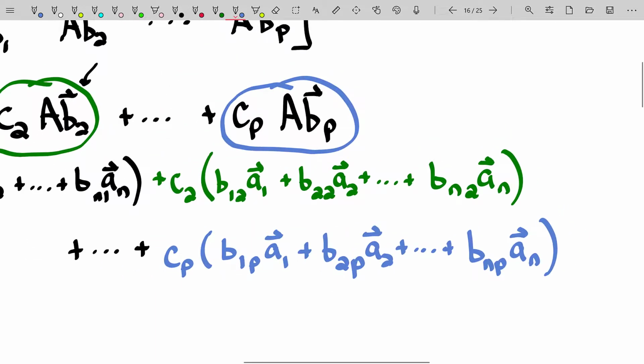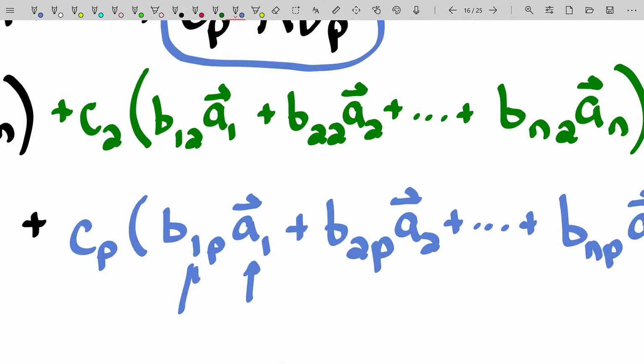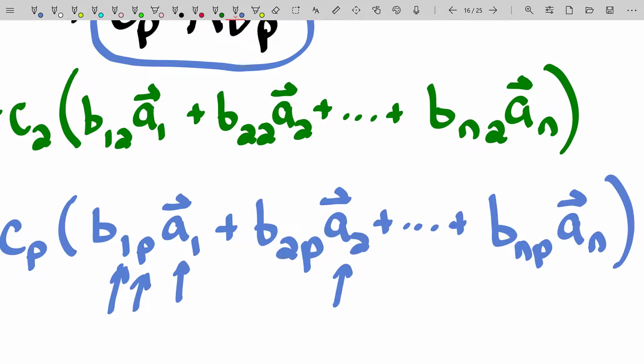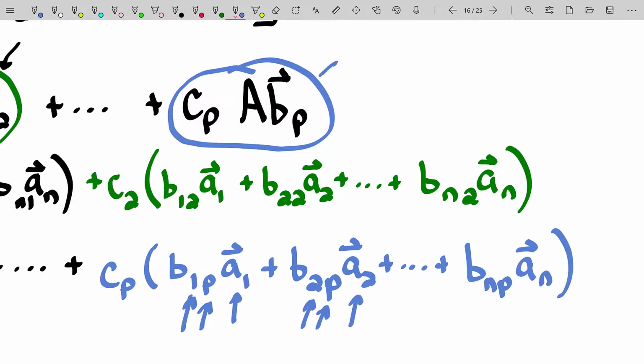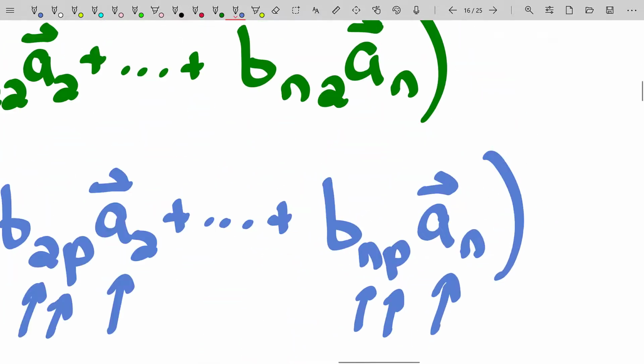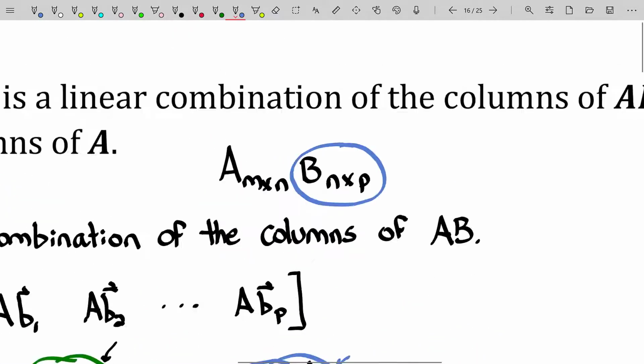Notice how I've written it. Again, we have the first column of A times the entry from the first row but pth column of B. Again, the second column of A times the entry from the second row but pth column of B, because you're multiplying by the pth column of B here. All the way down to the nth row but pth column of B times the nth column vector in A. I should also note we ended with B sub n,p, and B is an n by p matrix. That will match up very nicely.